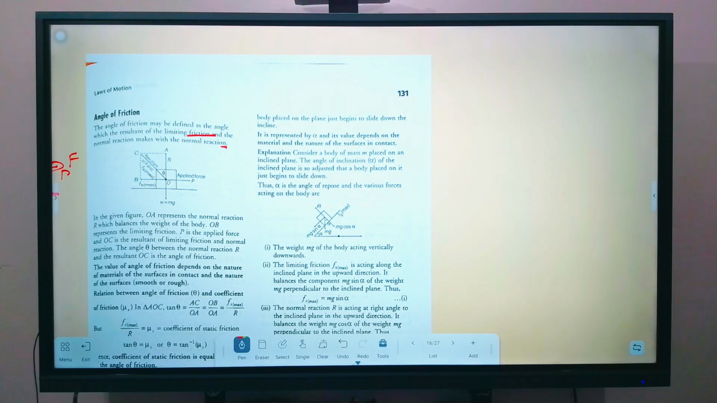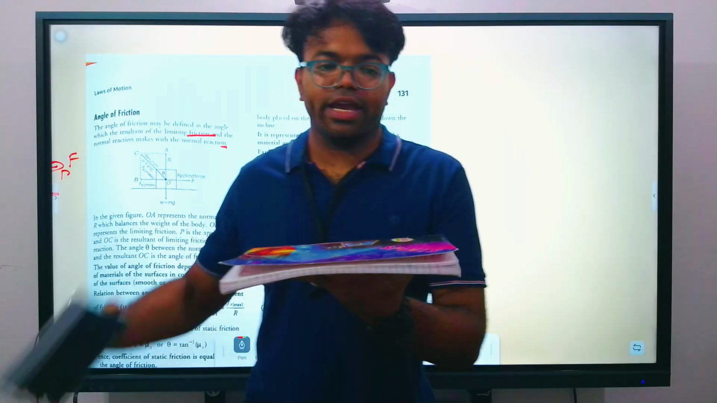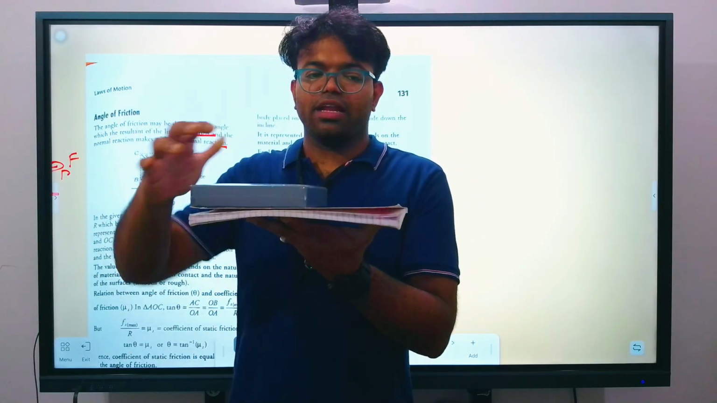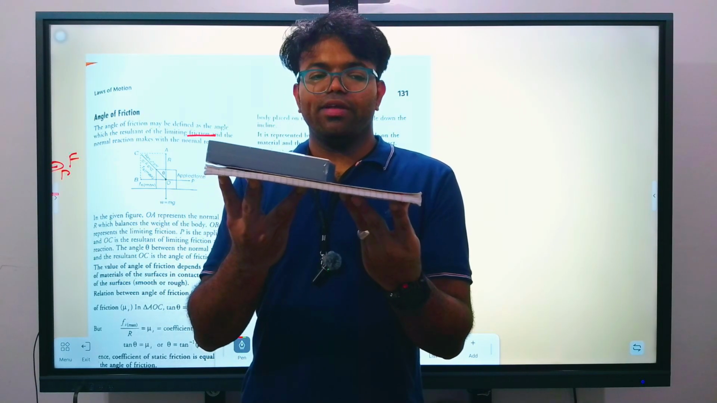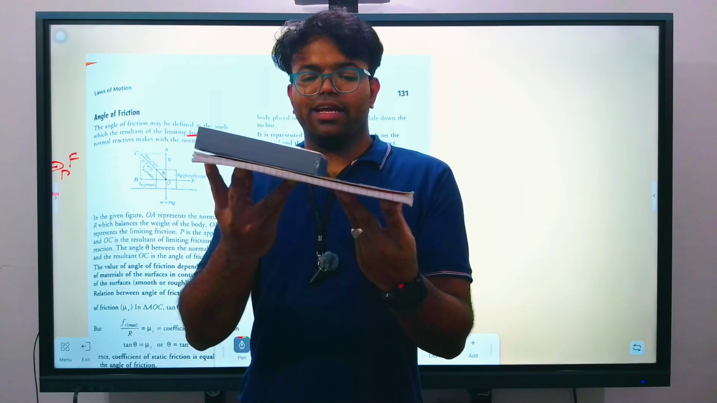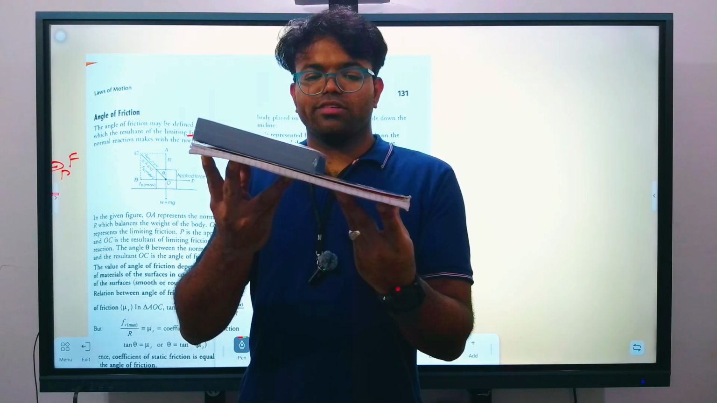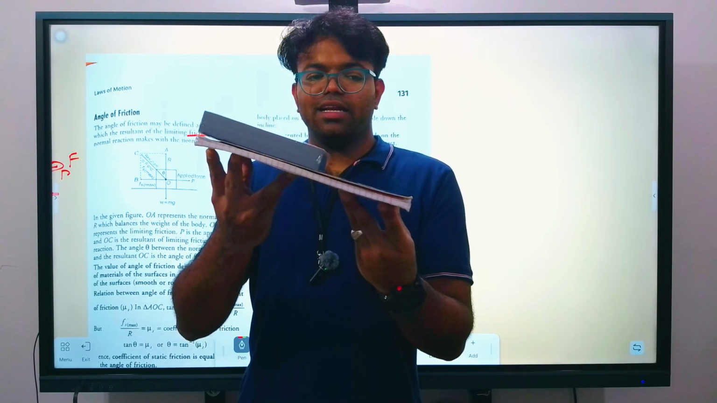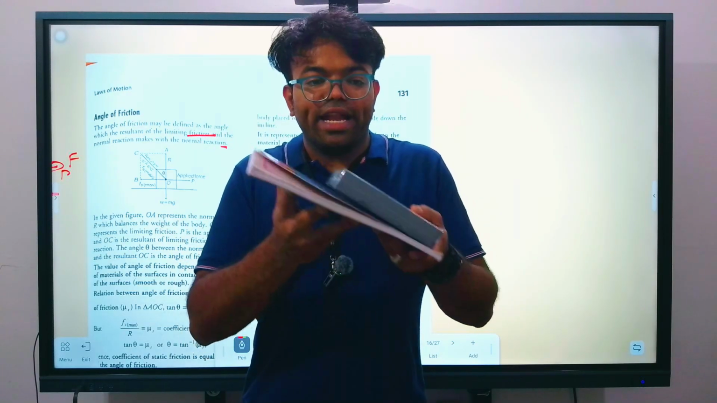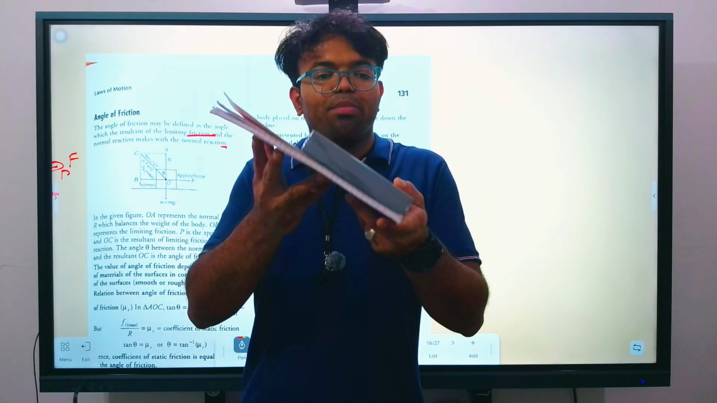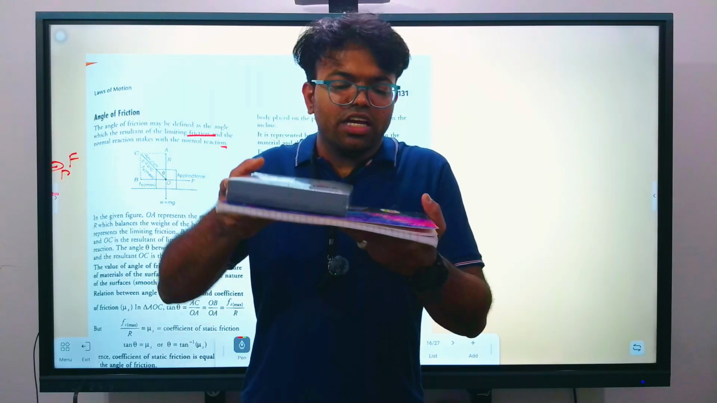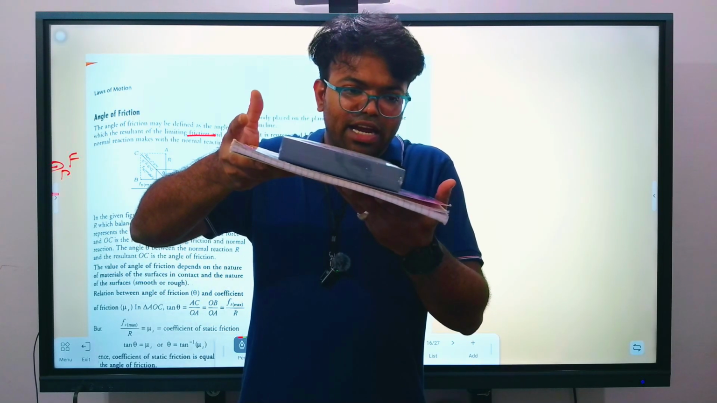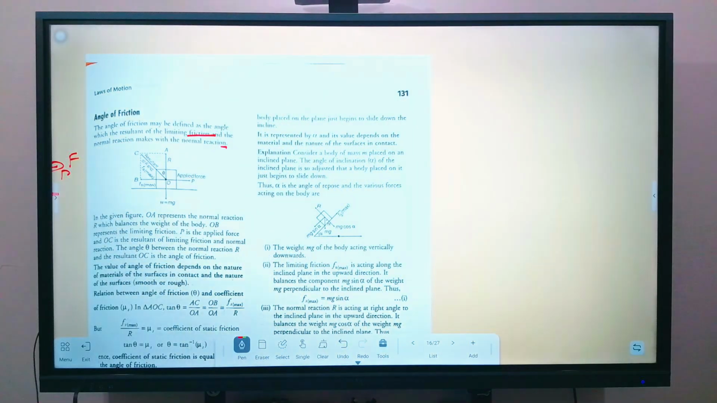Okay, so imagine that this is an object. Can you see the object? I have placed another object like this. Now at what angle will the box actually start to slide? The box is not sliding. I'm slowly increasing the angle. So at this particular angle, what happened? The box started to move, right? The angle at which the box just starts to move is called the angle of repose.